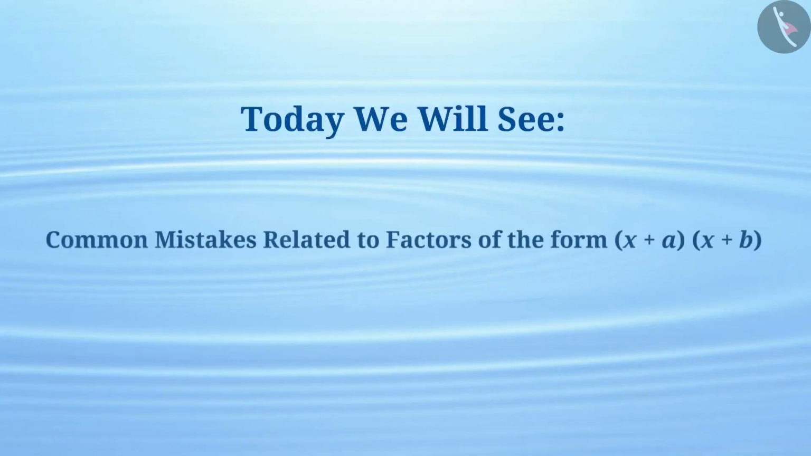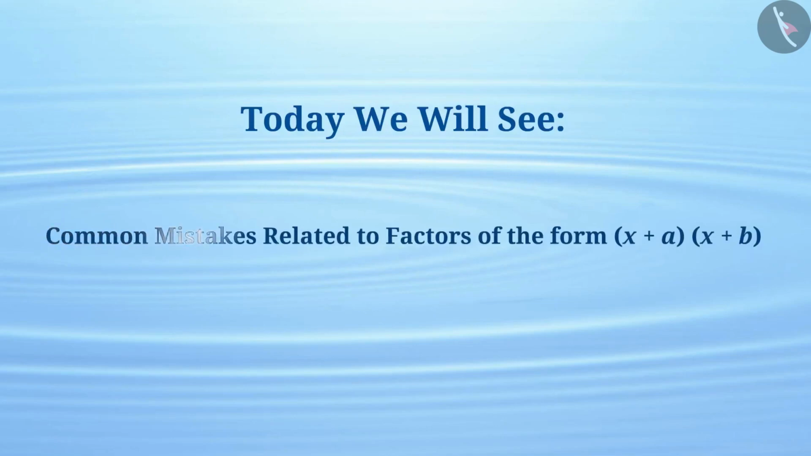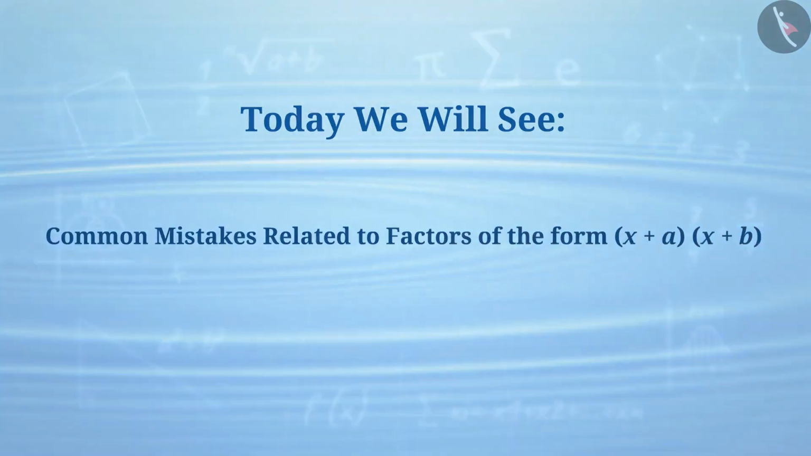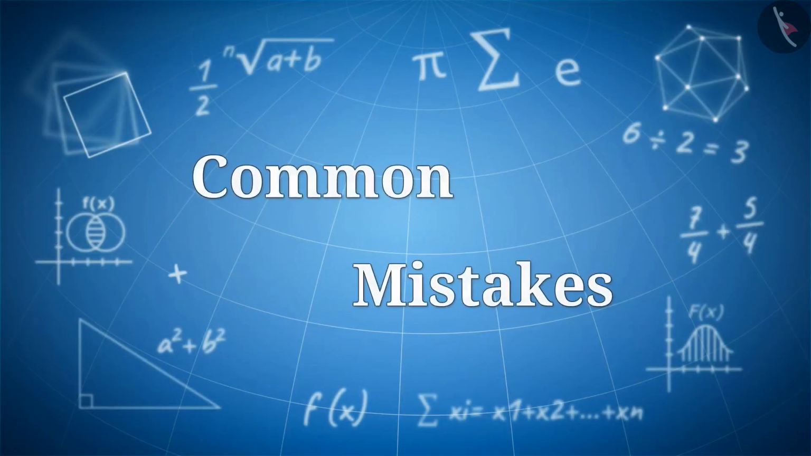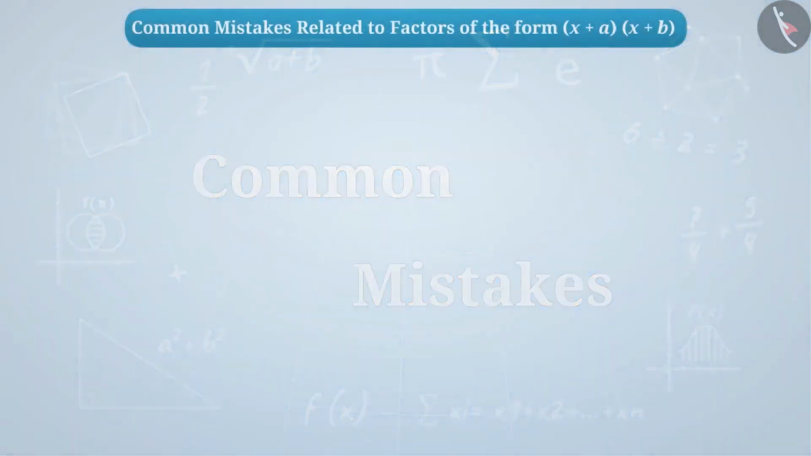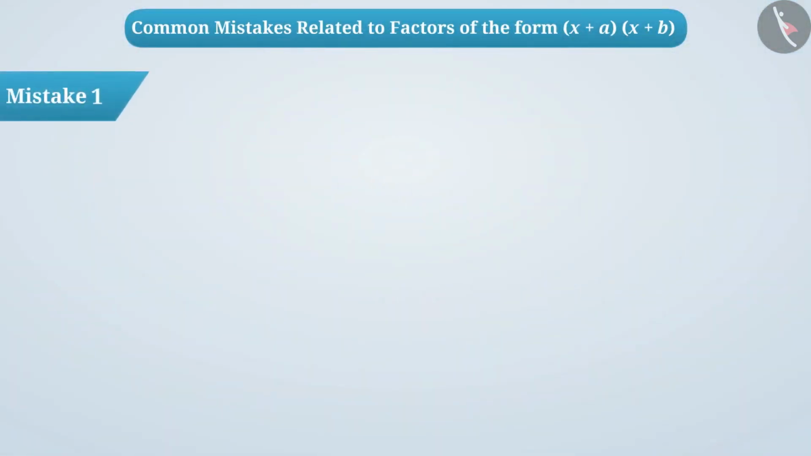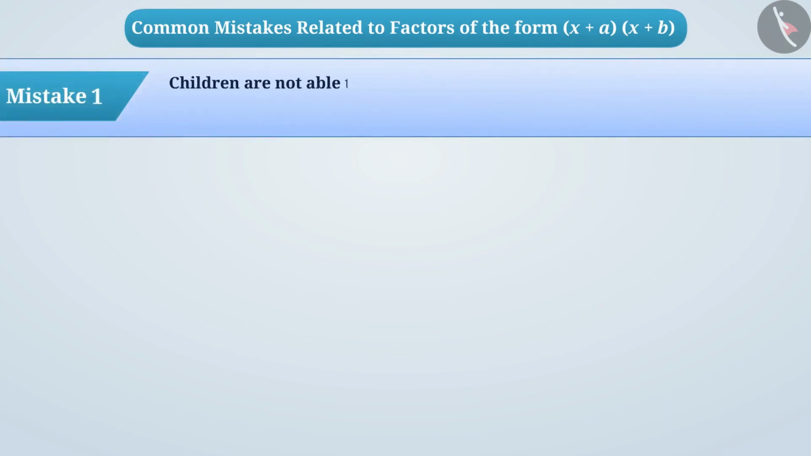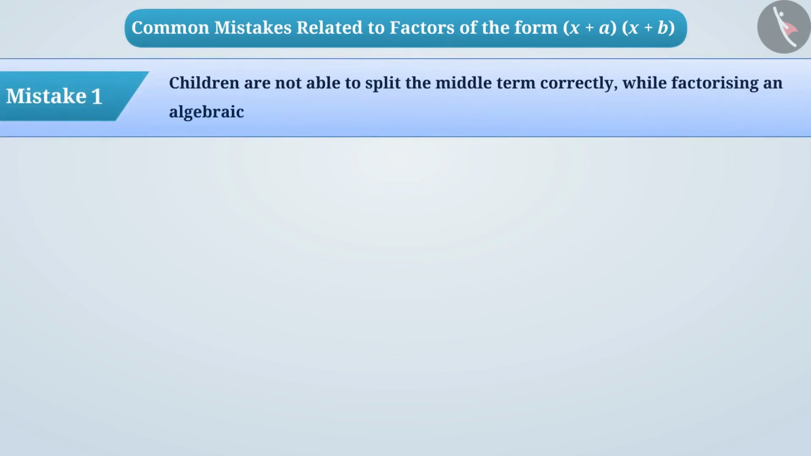Today we will see some common mistakes related to factors of the form (x + a)(x + b). Mistake 1. Children are not able to split the middle term correctly while factorizing an algebraic expression of type x² + (a + b)x + ab.